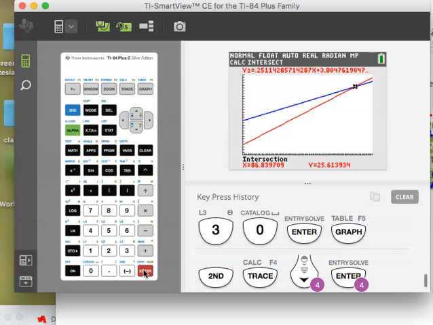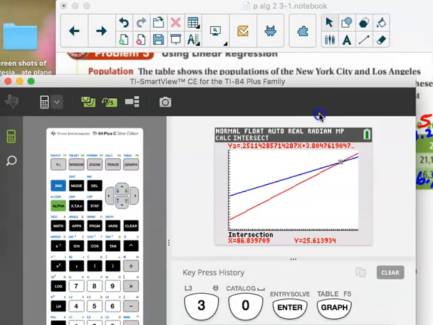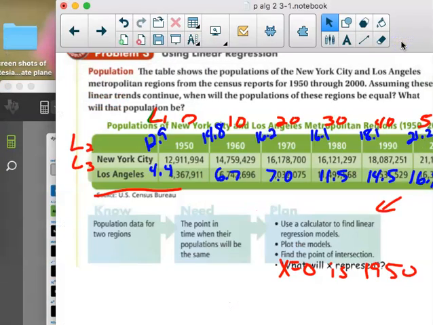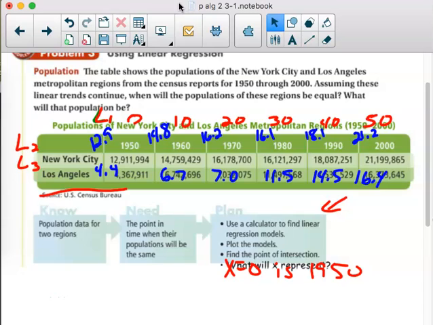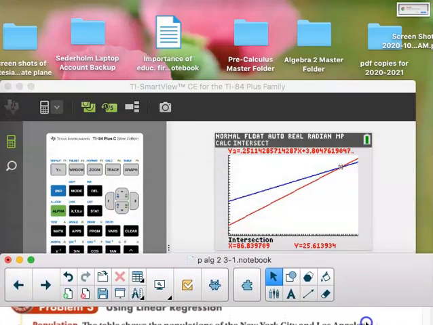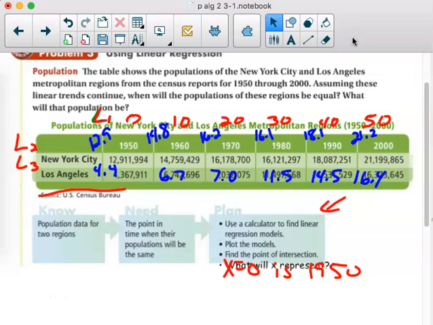So hit enter again. And Blinky says it will be about 86.8 years later, and it will be 25.6. That will be the y value. So what we have to do is take note of this and write down where that intersection was, because that's what we were supposed to find. So the question was, when will the populations of these regions be equal? Well, that will be 86.8 years later.